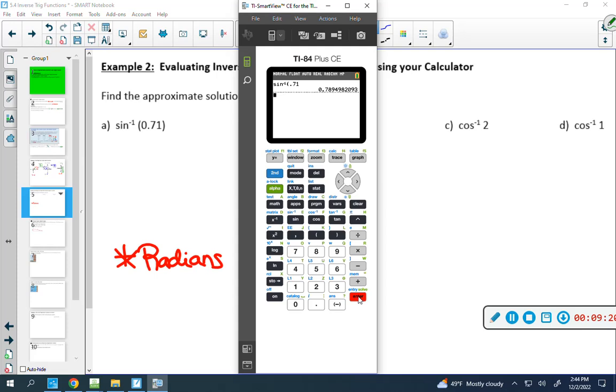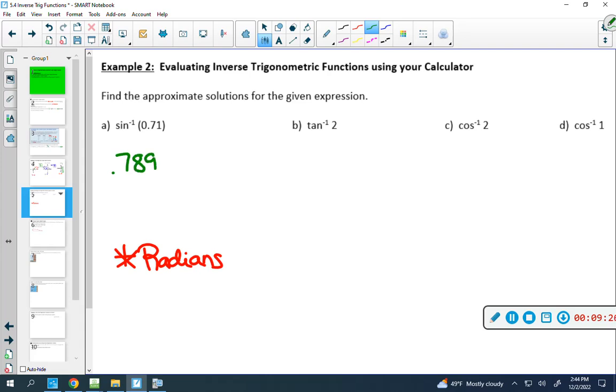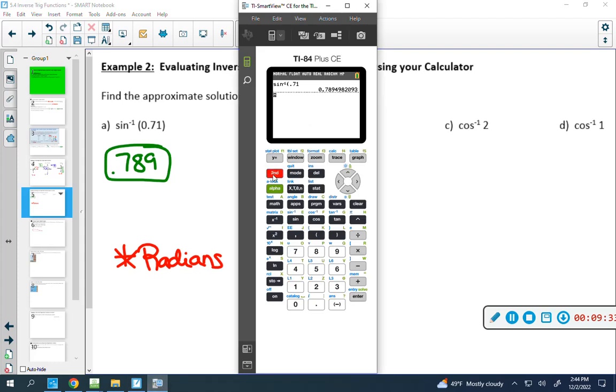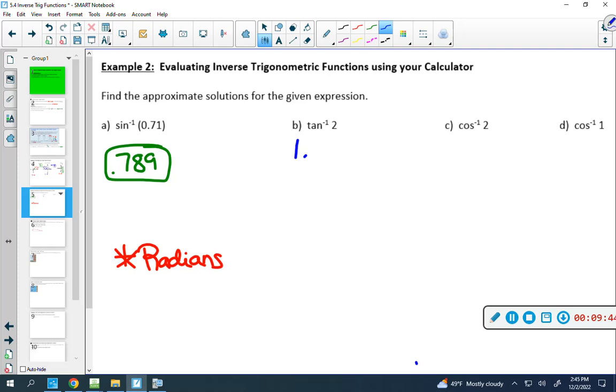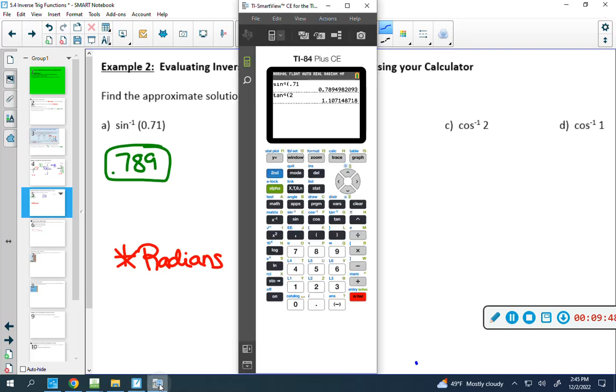What are we going to round to? It doesn't say. 0.789. Okay, tan inverse of 2, type it in. This is nothing magical here. Second tan, 2. Can we just round everything to 3 since I did the first one? 1.107. All right, cos inverse, type that one in, second cos of 2.